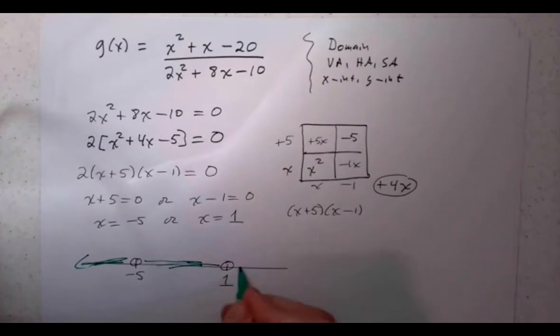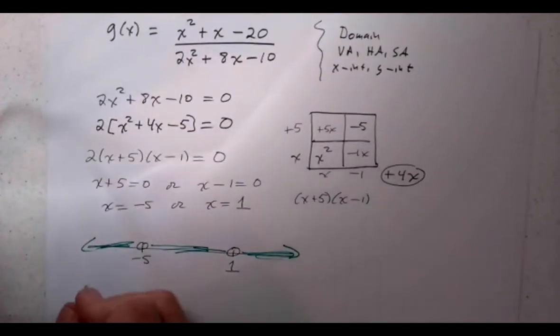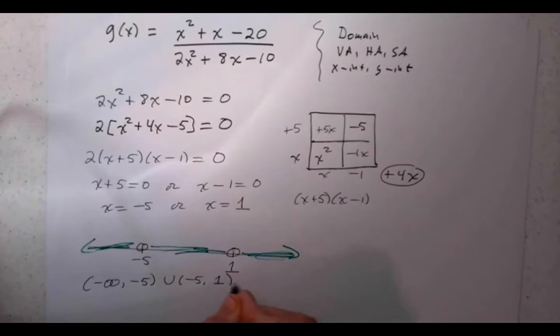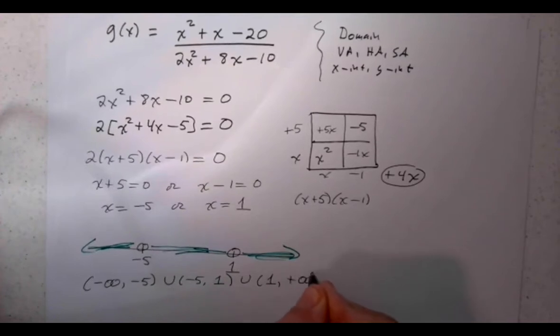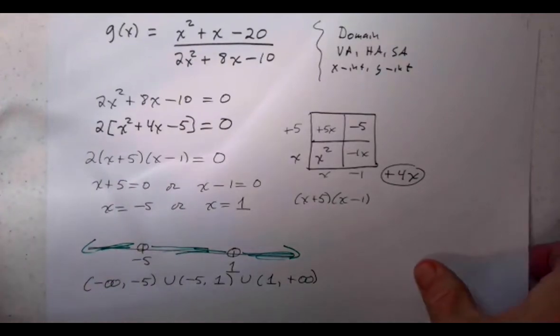Using interval notation, my answer is the interval from negative infinity to negative 5, union negative 5 to 1, union 1 to plus infinity. Now you may think you can immediately go to the vertical asymptotes and think maybe it's x equals negative 5, x equals 1, but not quite yet. There's something else we have to do first.